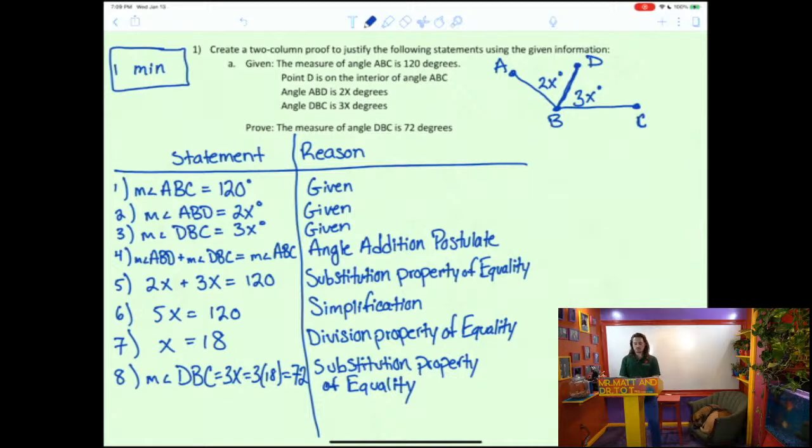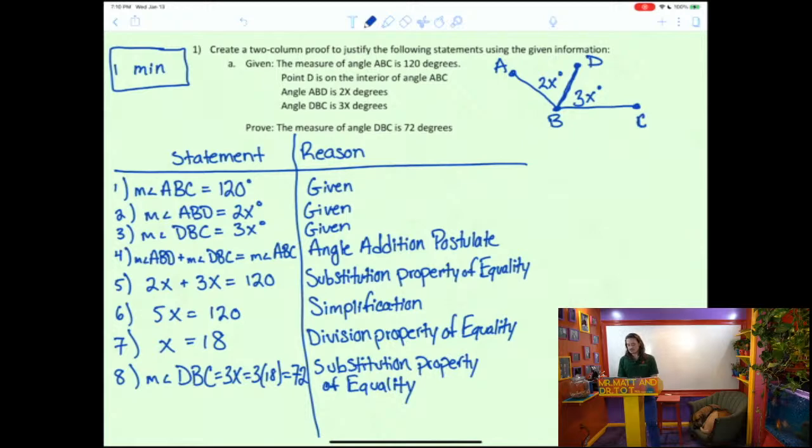Simplifying, 2x plus 3x is equal to 5x. Dividing by 5 using the division property of equality, we'll find that x is equal to 18. Now that doesn't mean that the angle is equal to 18. That means the common multiple of x between the two expressions of 2x and 3x is 18.